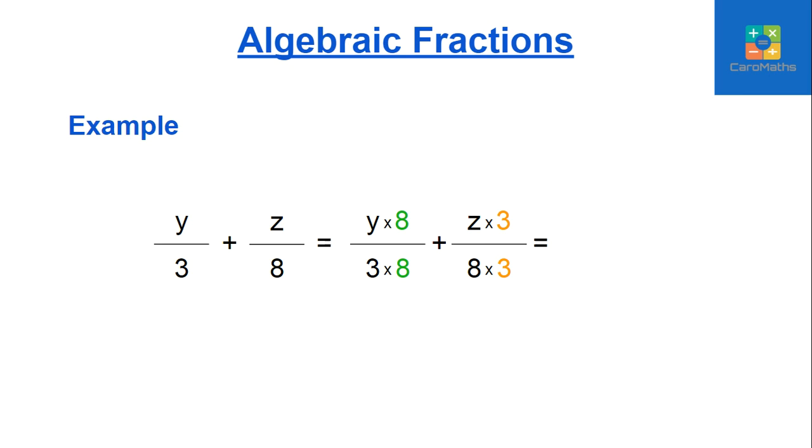And now you should be able to see that the denominator is exactly the same, namely 3 times 8 or 8 times 3, which is the same as 24. So now we can just add the top parts together to get our final answer, 8y plus 3z all over 24.